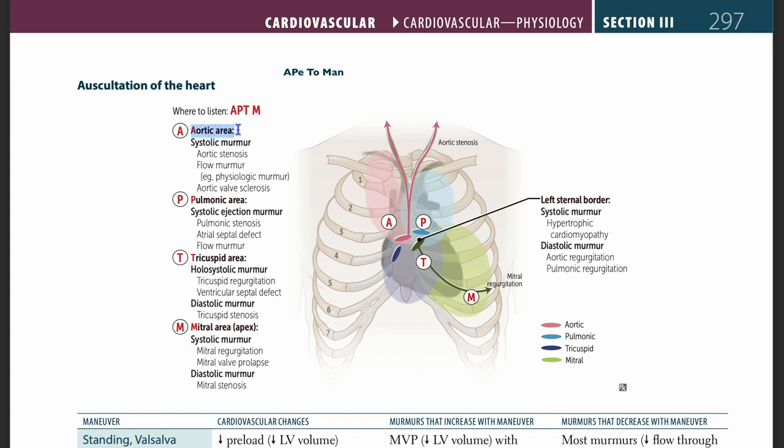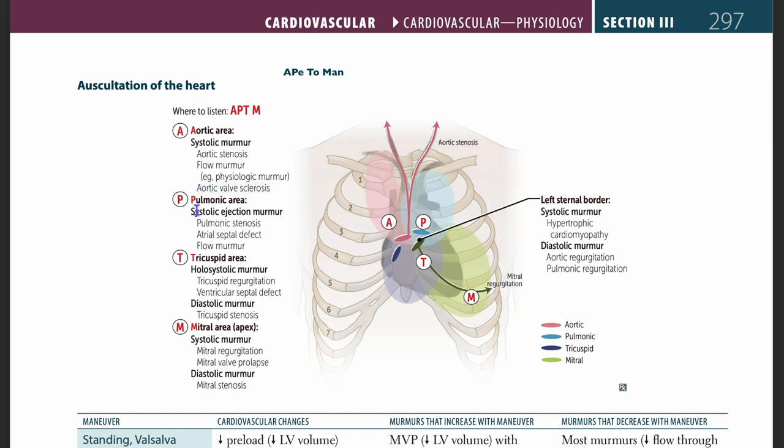For the aortic area, it's only going to be stenosis. Same thing with pulmonary, it's only going to be stenosis. And then you have the tricuspid area with the regurgitations, and then this middle area, the left sternal border, where you're going to have the aortic and pulmonary regurgitations, and the mitral valve is going to have both. Okay, so now aortic area, systolic murmur, aortic stenosis, right? You can have the flow murmur, which is a physiological murmur, and then you can have aortic valve sclerosis.